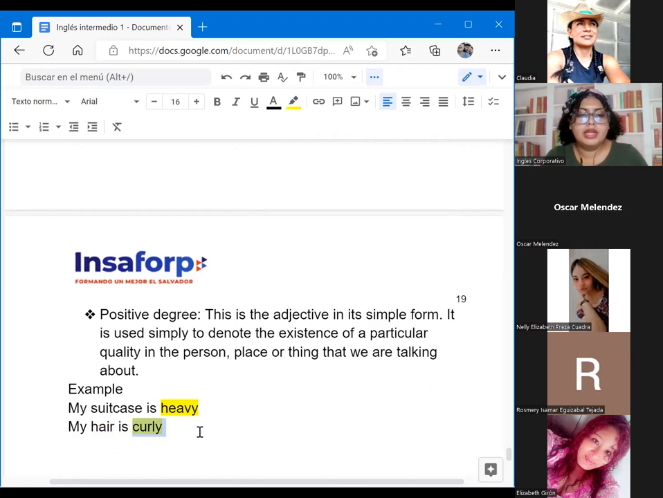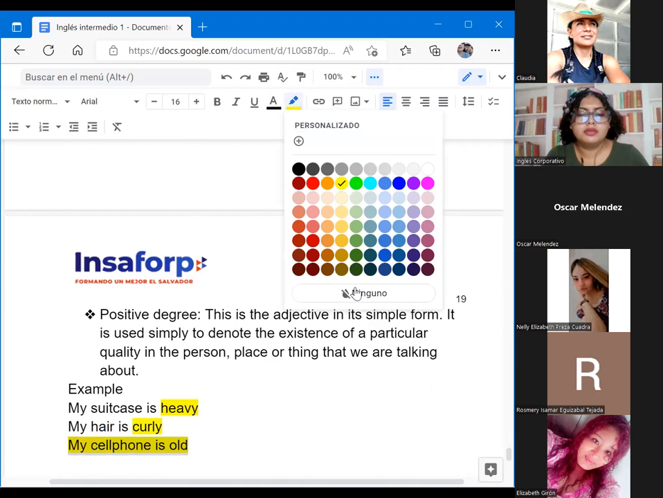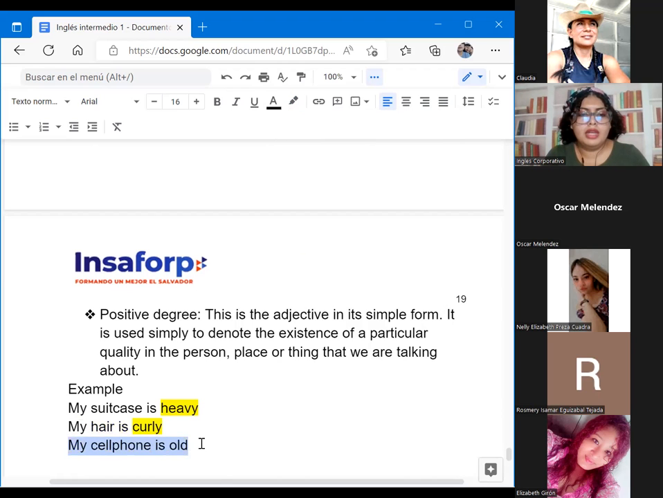Another example, we can say my cell phone is old. And we have here the word old. En este del positive degree, solo estamos hablando de lo que nosotros tenemos o de lo que nosotros estamos explicando. No hacemos una comparación de ningún tipo con nada.